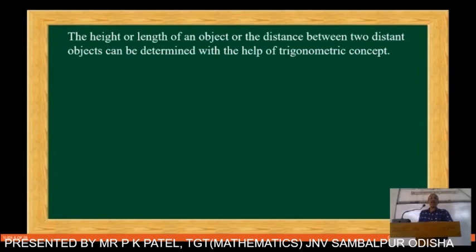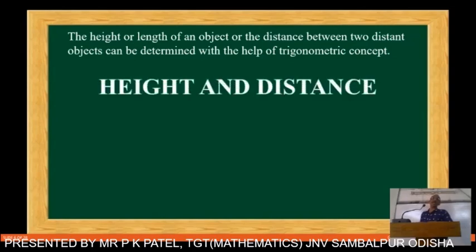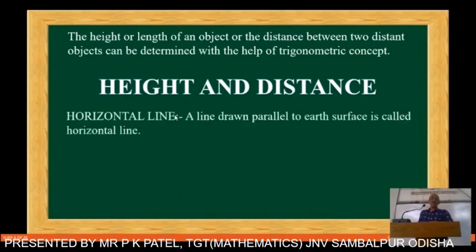The height or length of an object or the distance between two distant objects can be determined with the help of trigonometric concepts, and that is known as heights and distances. Before we solve the problems, we will discuss some terminology. The first one is the horizontal line. The line drawn parallel to the earth surface is called the horizontal line.